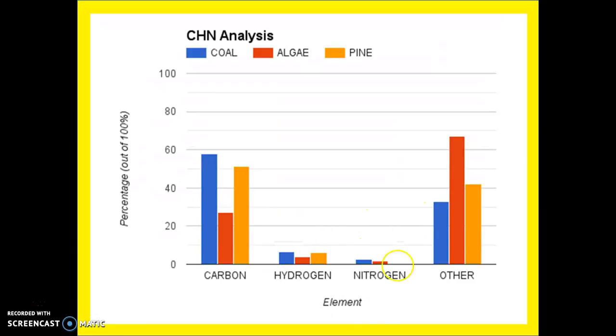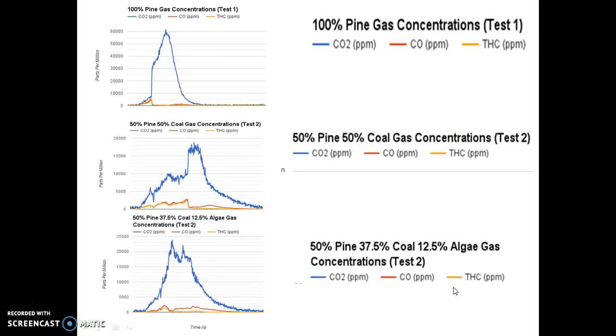This was carbon, hydrogen, nitrogen analysis of the same different fuels, the blue being coal, and coal had more carbon, which we would expect, than the algae and pine. The algae, the red bar here, had a lot more other inorganics in it, which limited how much of it burnt away and how much of the ash remained.